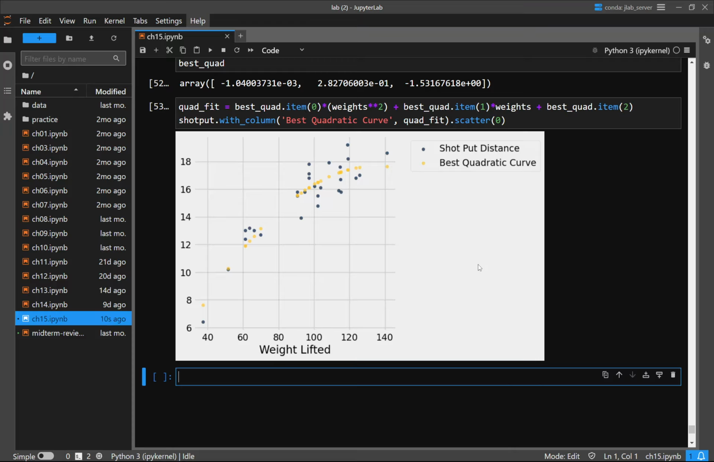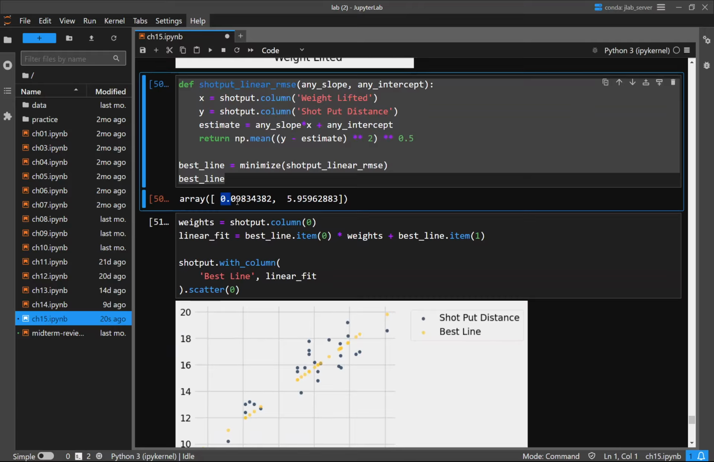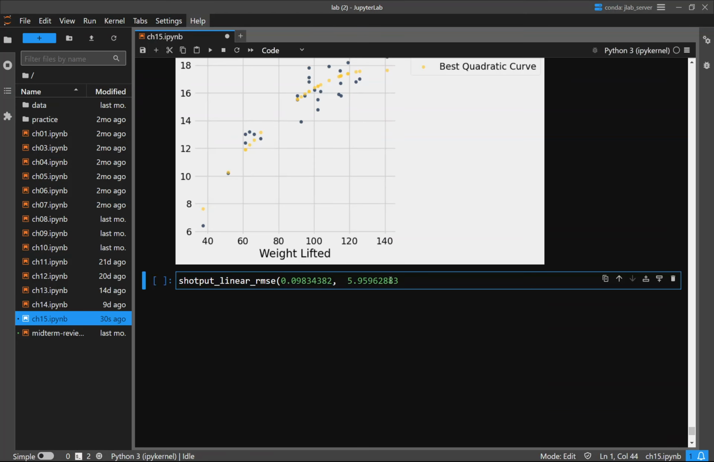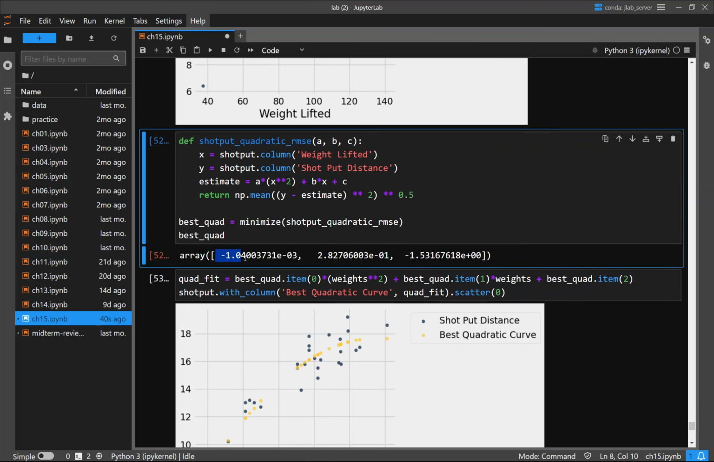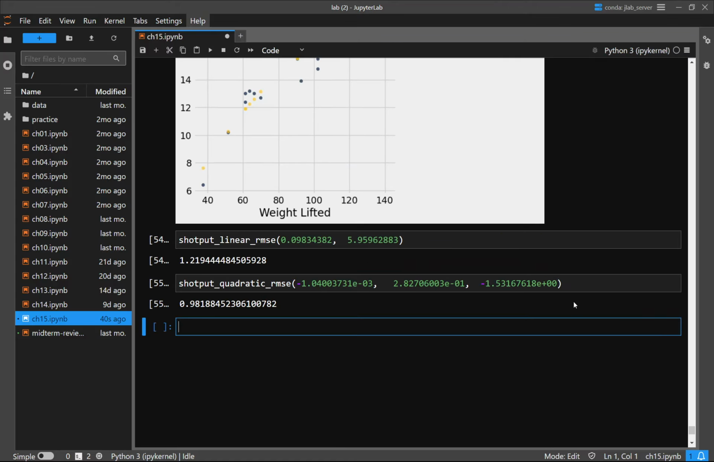All right, so let's see what the errors were now. What was the shot put linear RMSE for the good values that the linear one gave us back? It was these. This was our best linear values for the slope and for the intercept. That was the RMSE for the best line. And let's do the same thing. We had a function that did quadratic root mean square error, and the one that minimizes the values there were these inputs: this A, this B, this C. We got a smaller error.